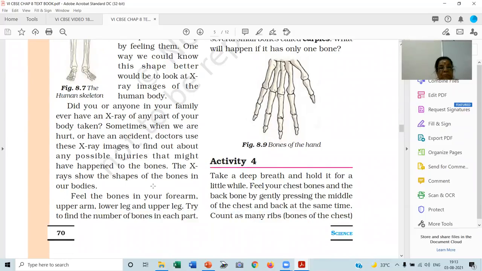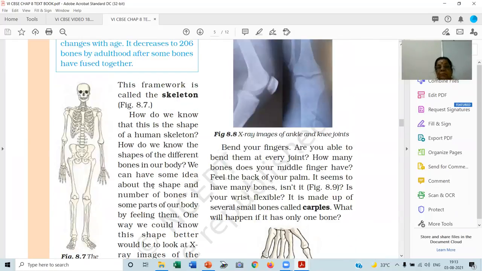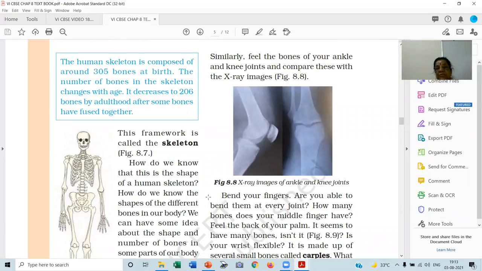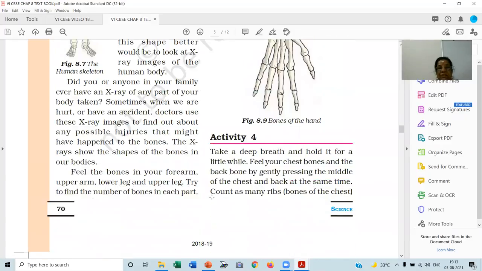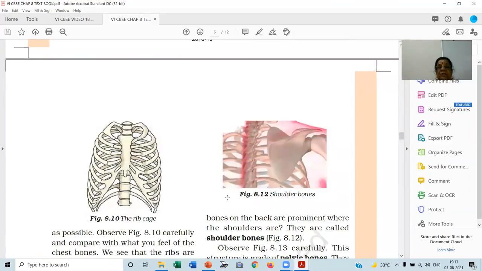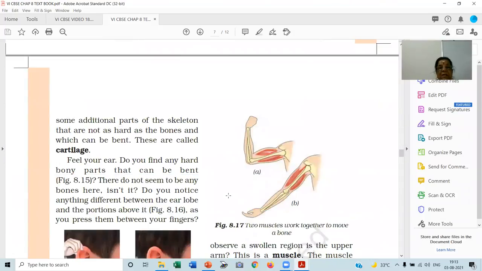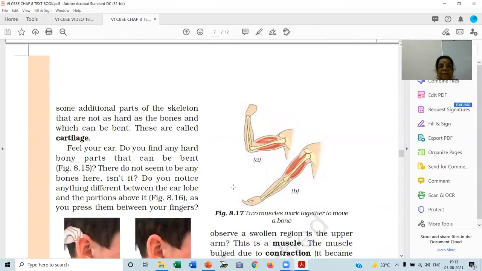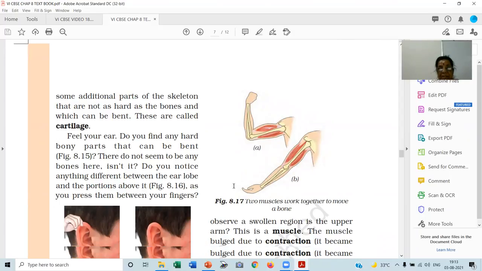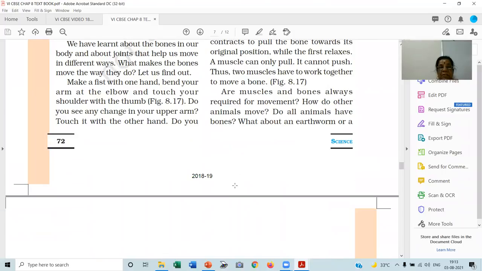Right? So feel the bones in your forearm, upper arm, lower leg and upper leg. And then you can count the number of carpals and metacarpals, in the same way tarsals and metatarsals. Okay? So the X-ray image of the ankle and knee joint, foot and the region. Right? Then the rib cage, shoulder bone, vertebral column, structure of the skull. Muscles work antagonistically, in opposite directions, triceps and biceps muscle. In video 17 we studied this in detail, you can go through it again.